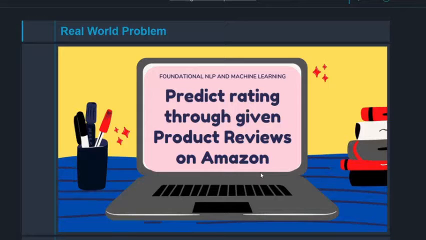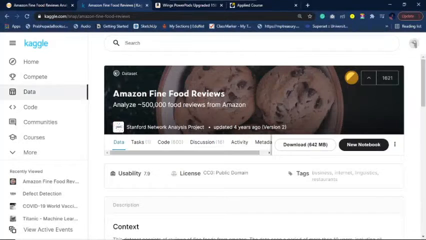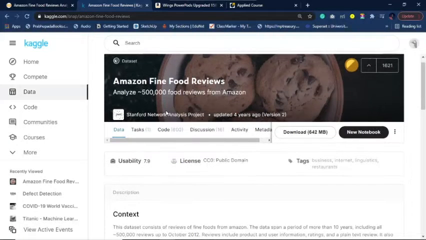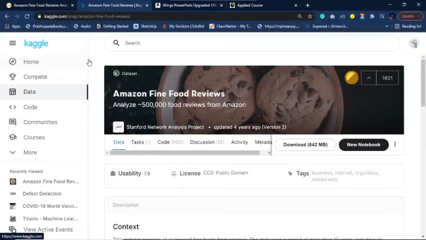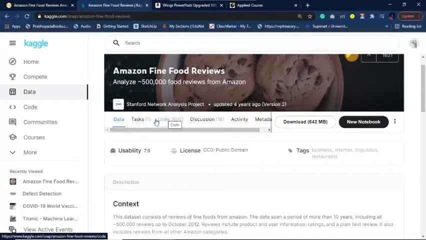Like how to predict rating through given product reviews on Amazon. So we already have a data set on Kaggle. Let's have an overview of the Amazon data set. It contains about 500,000 reviews of users. It's really great to have this data set, and through this platform Kaggle, it's really awesome.